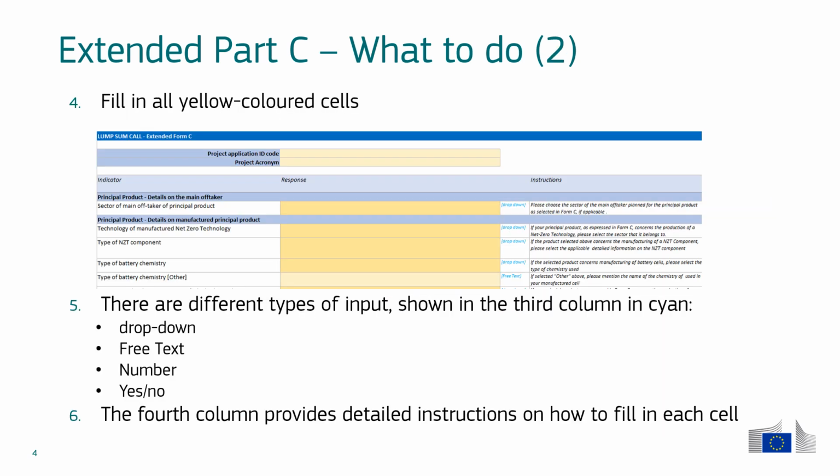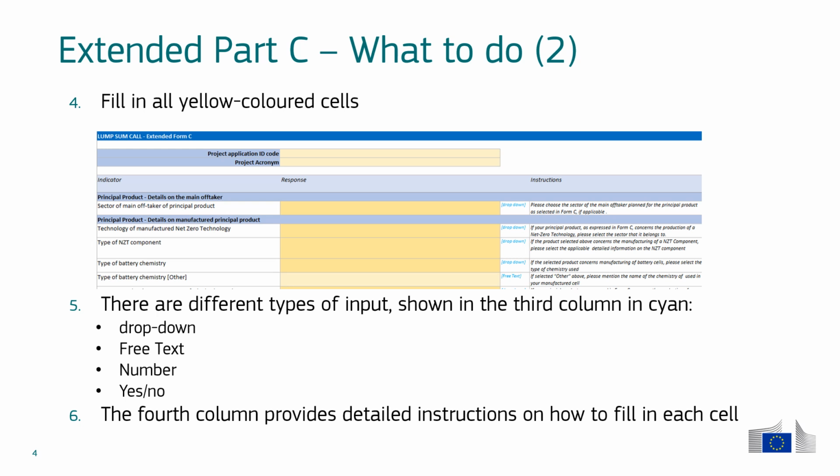Now, let's take a look at some basic information about the tab where the project data are entered. On this slide, we will cover additional instructions for filling in the Extended Part C template. Start the fill-in process by inserting your ID and acronym of the project. Fill in all yellow-colored cells. These indicators are required and must be completed accurately. At each line of indicators, please fill in the required information. When not applicable, please select NA.